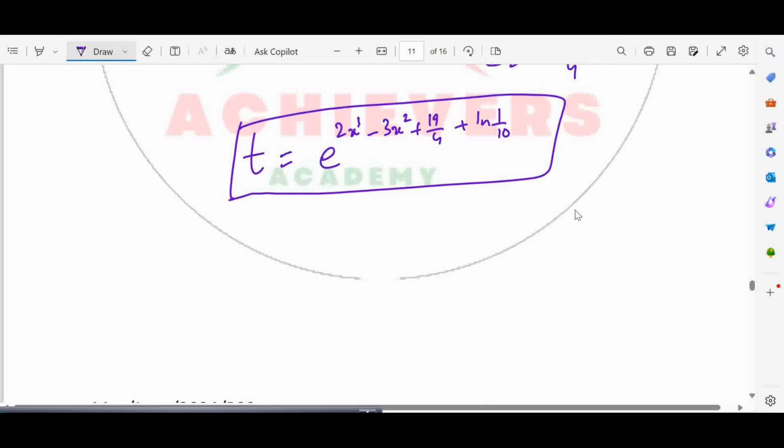I hope that the concept is clear. We can further elaborate it like this. We can write it in separate forms, but I think this form is better. We can directly use this as the final answer.